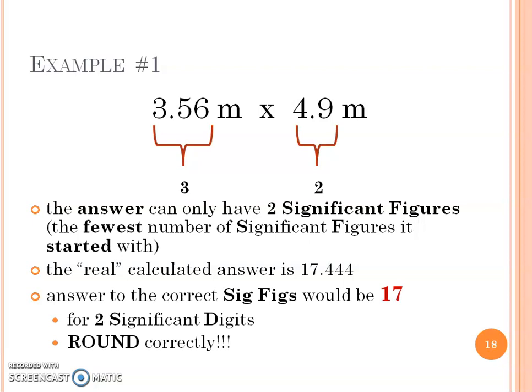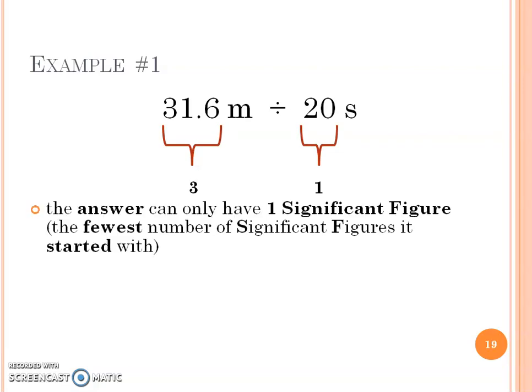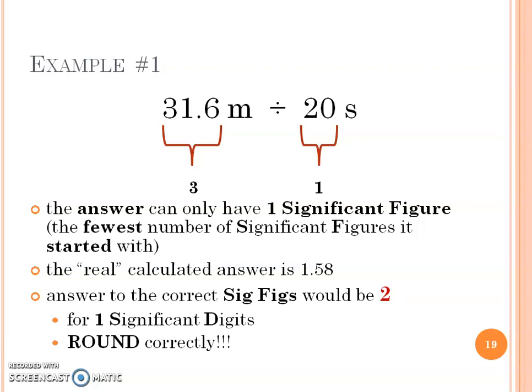Now the units. When we take meters times meters, we get meters squared. Okay, so keep that in mind. Example 2, I apologize, that says example 1 there. Example 2, 31.6 meters divided by 20 seconds is going to give us 3 sig figs there and only 1 sig fig there. So our answer can only have 1 significant digit, or 1 sig fig. Again, do the answer to the amount that would be given on your calculator. Put all of those numbers in, but now we have to round this to 1 sig fig, so we're going to give it a 2.